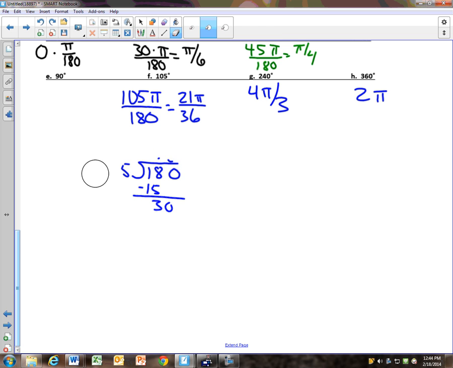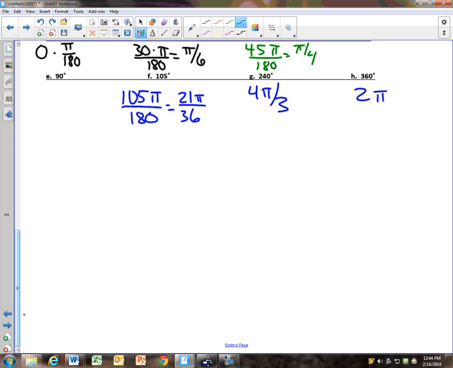And then 21 pi over 36, both are divisible by 3. And so 21 divided by 3 is 7, and 36 divided by 3 is 12. So 7 pi over 12, okay? So we divide it up into sixths. We could divide it up into 12ths if you'd prefer and have a quiz on that. But we're just going by pi over 6 each time.